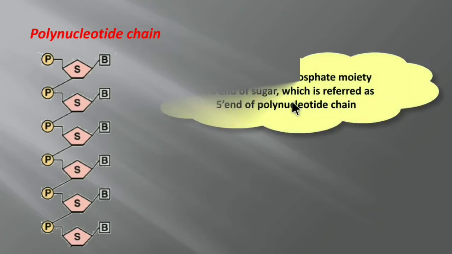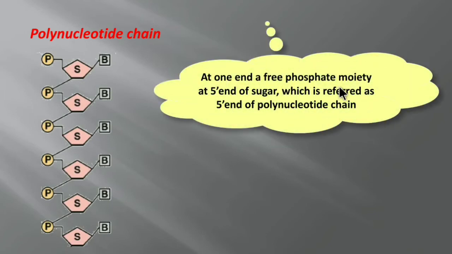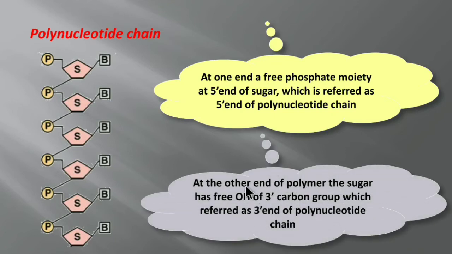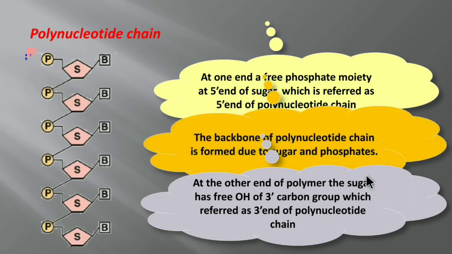Is that clear? So this is about the polynucleotide chain. Look at here. At one end there is a free phosphate moiety at the 5' end of pentose sugar, which is referred to as the 5' end of polynucleotide chain, whereas at the opposite end you find the 3' end of pentose sugar has a free hydroxyl group, and it is referred to as the 3' end of polynucleotide chain, and the backbone of polynucleotide chain is formed by repeated sugar and phosphate.